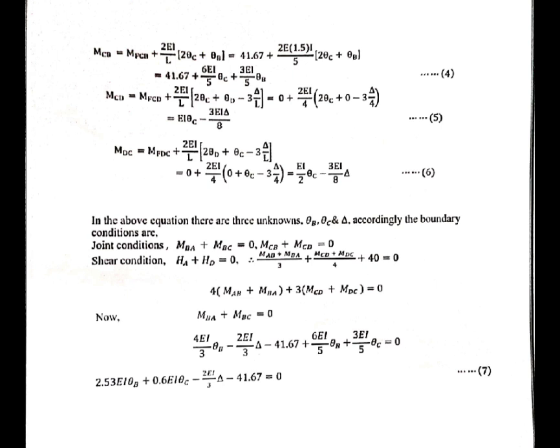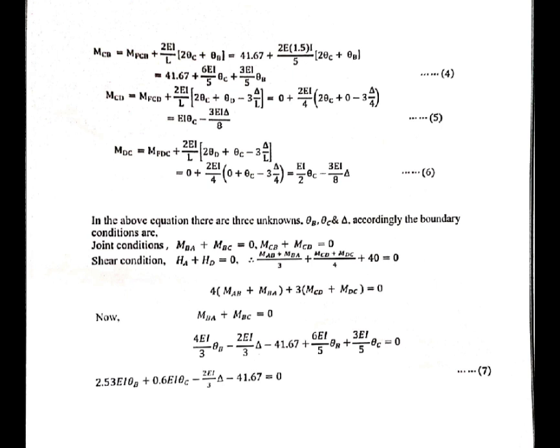Then apply the joint equilibrium conditions and shear conditions. At B, MBA plus MBC equal to 0. At C, MCB plus MCD equal to 0. Here the shear condition is HA plus HD equal to 0. So applying sigma moment about B equal to 0, you will get HA equal to MAB plus MBA divided by 3. Applying sigma moment about C equal to 0 for the CD column, you will get MCD plus MDC by 4 equal to HD. So HA plus HD plus 40 equal to 0. So you will get the shear condition in terms of MAB plus MBA by 3 and MCD plus MDC by 4, equal to 0.